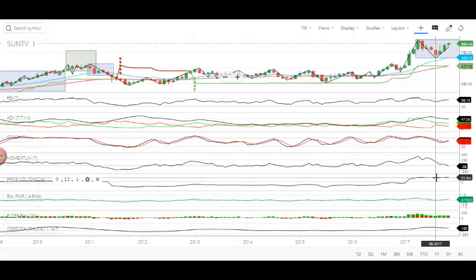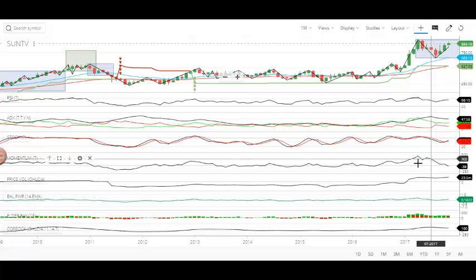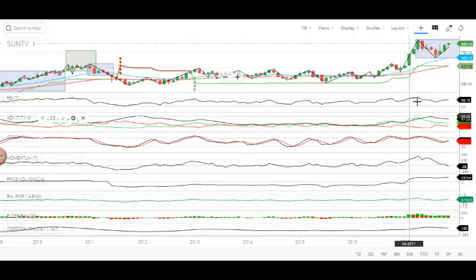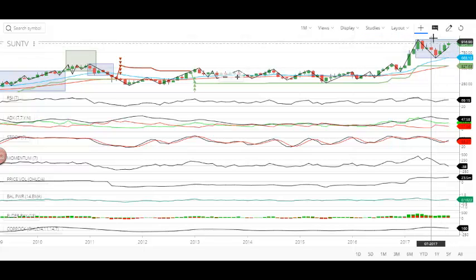Balance of power and Elder Ray both are in sync with each other, and both are telling us that the stock is in a bullish phase. And Coppock is not having enough strength; it is going down, but still shows that the stock is in the buy zone. As for me, I don't think the stock will cross its previous peak price this time.